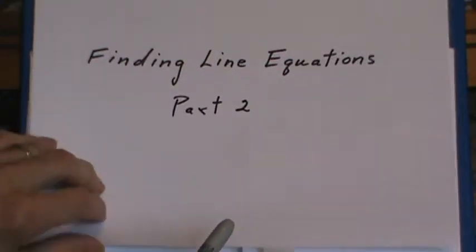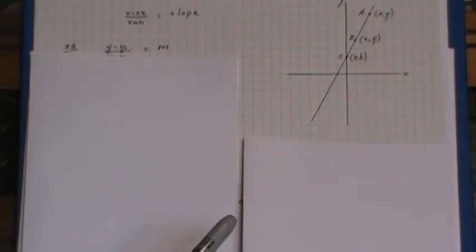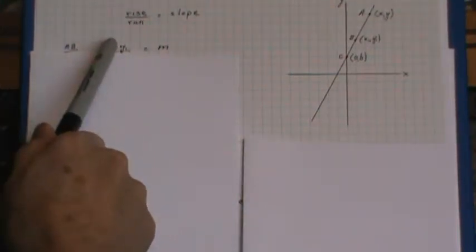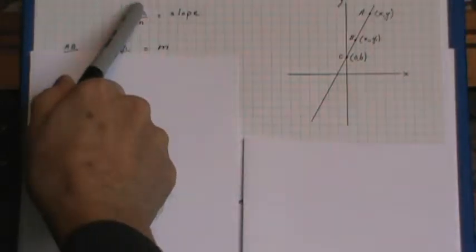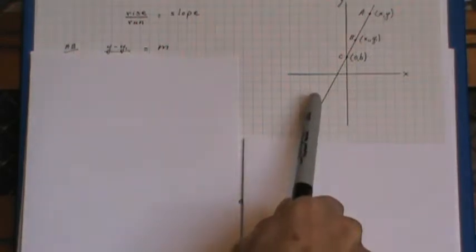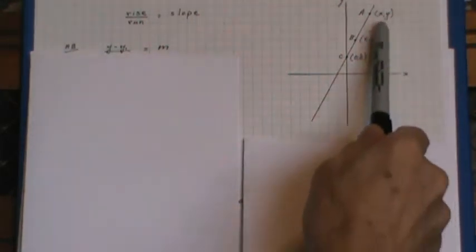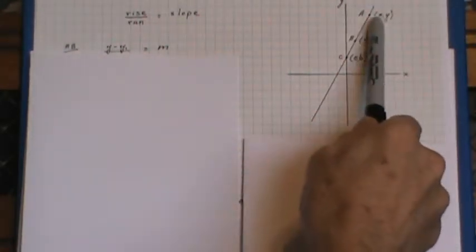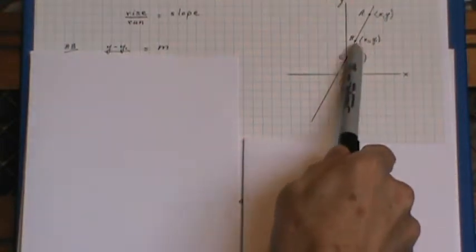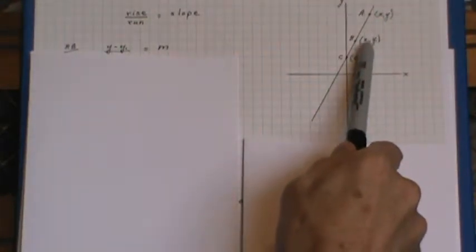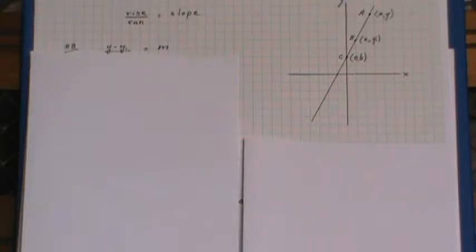In order to find a line equation, there are generally two formulas that are used. Both of them involve the concept of rise over run equaling slope. Now you see in the diagram I've got here, I've got one general point, A, which is (x, y), and a fixed point. In mathematics we often use subscripts. There's (x1, y1) to designate a fixed point there.